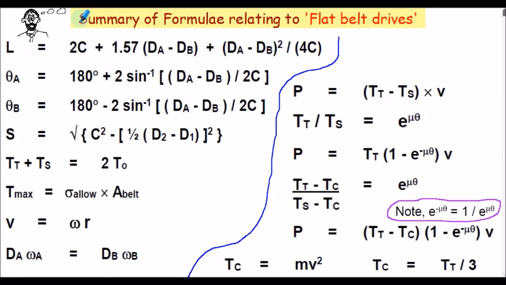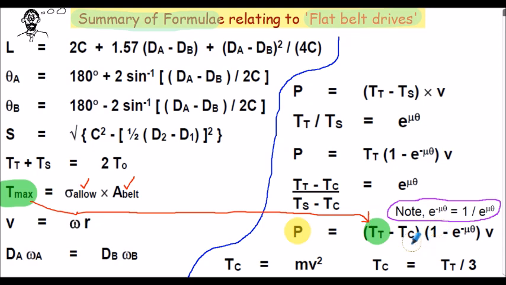Here's our summary of formulae, this time relating to flat belt drives to help us think our way through the problem. So we have to calculate the maximum power that can be transmitted, so that will relate to this equation here with the centrifugal tension included. We need to calculate Tt and Tmax. So we can do that because we have the maximum allowable belt tension and we have the dimensions of the belt, so we can find the area of the belt. So we have Tmax.